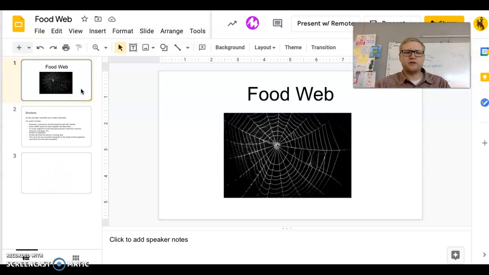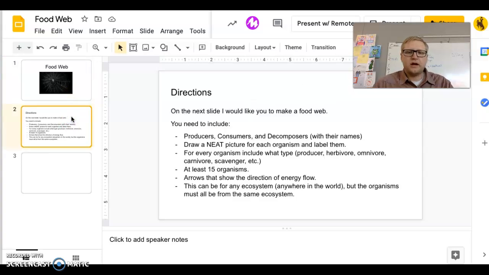So here are the directions for the food web. It says on the next slide, I'd like you to make a food web. Like I said, we're not doing it on Google Slides unless you're distance, and you'll be doing it on a Google Slide. On your piece of construction paper, you're going to need to include a few things. It is a food web, so you need producers to start the food web. You do not need to include the sun.